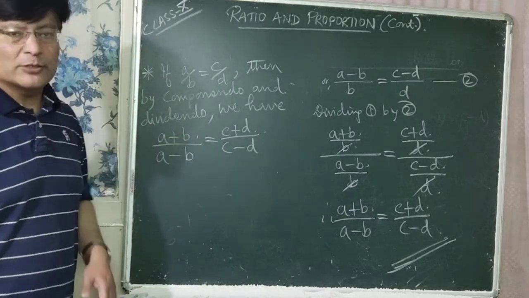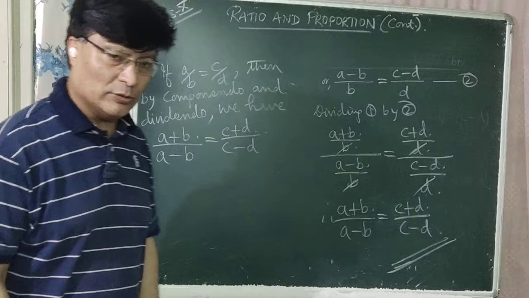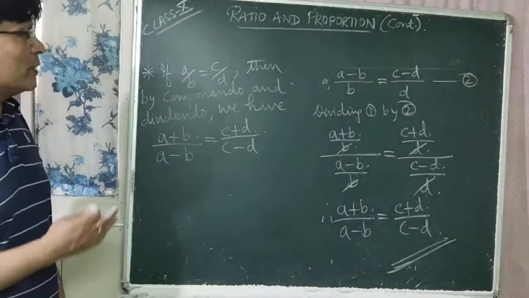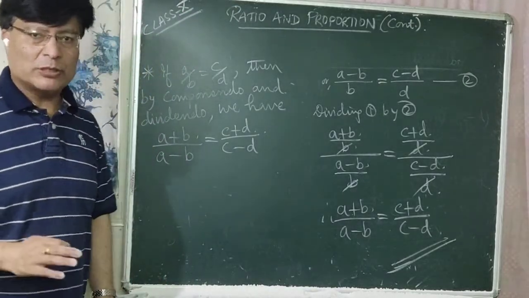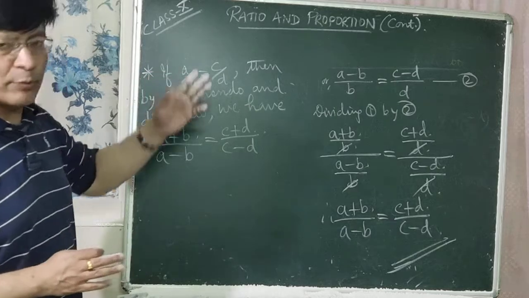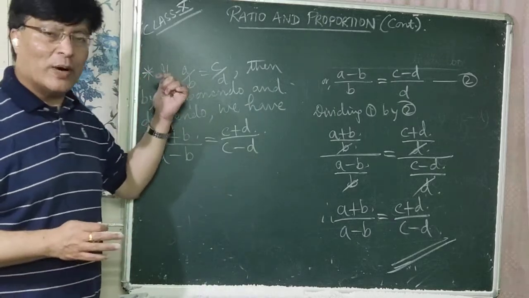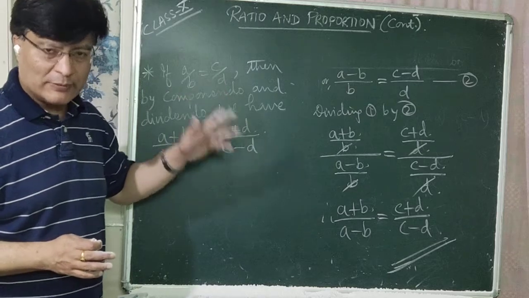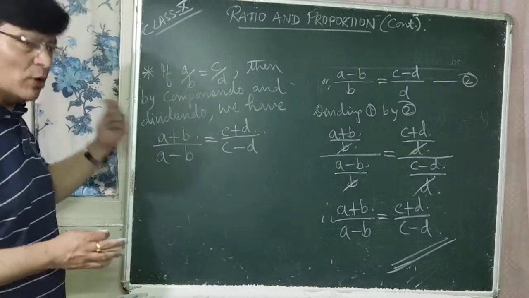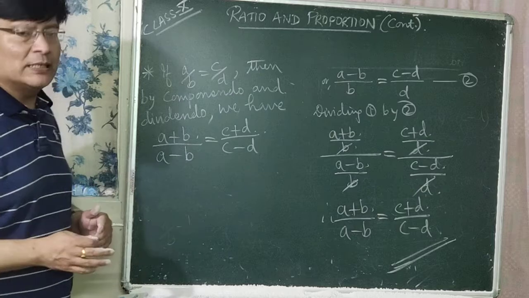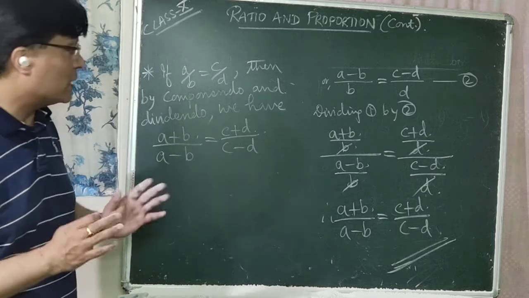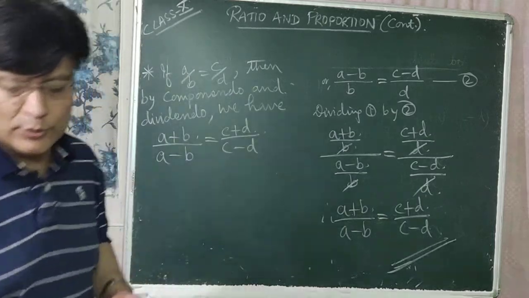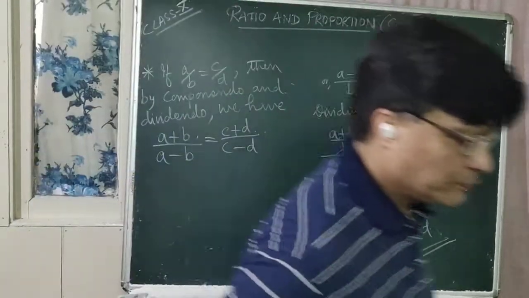So this property is known as componendo dividendo. So now we have learnt about the properties of ratio and proportion, that is, one is invertendo, the other one is componendo, dividendo, and the last one is both componendo as well as dividendo. Okay, so I think you have understood it. So let's do some problems now.